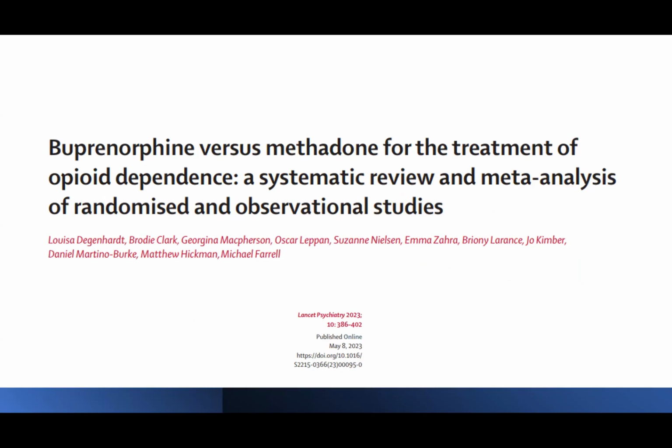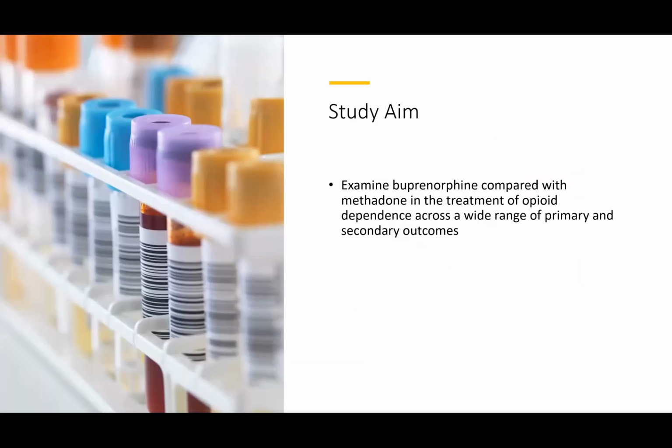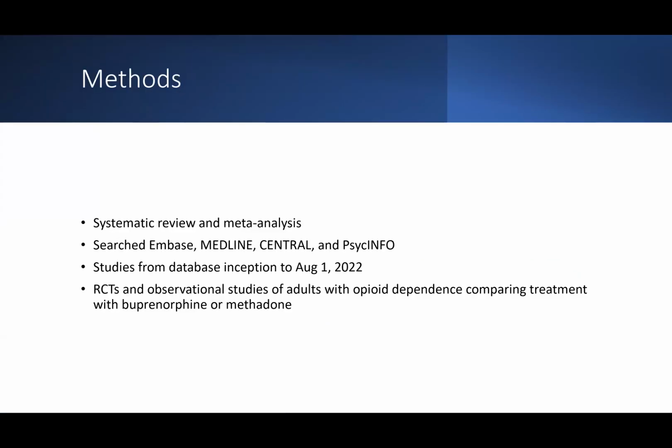So here is the article I'm going to review with you all today. It was published in Lancet Psychiatry in May of this year. Here's the title, obviously. It's Buprenorphine versus Methadone. It's a comparison of randomized and observational studies looking at the two medications for a wide variety of outcomes. So the aim of the study is to, like I said, compare buprenorphine and methadone in the treatment of opioid dependence across a wide range of outcomes, which I'll go over in a bit.